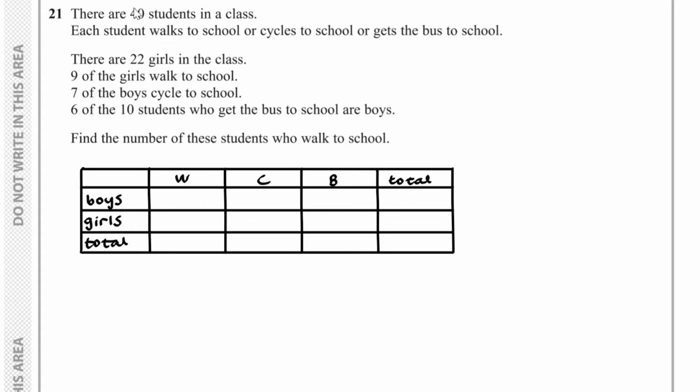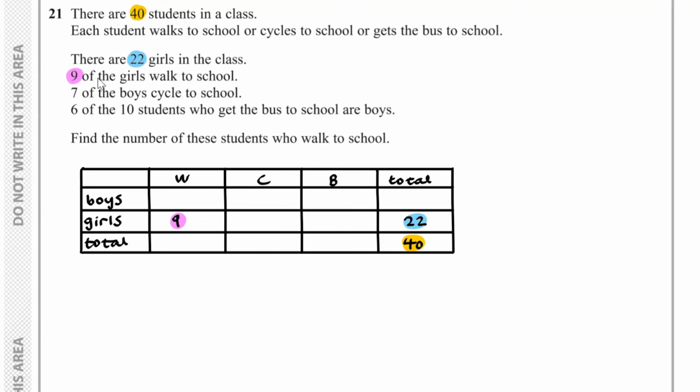We see already that there are 40 students in total. So here we have 40 students in total. There are 22 girls in the class, so the total number of girls is 22. So that corresponds to this piece of information. And what we also see is 9 of the girls walk to school. So girls who walk, that would be 9. So we can shade that in.